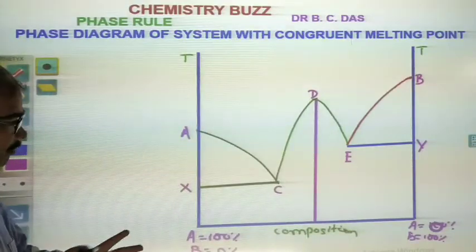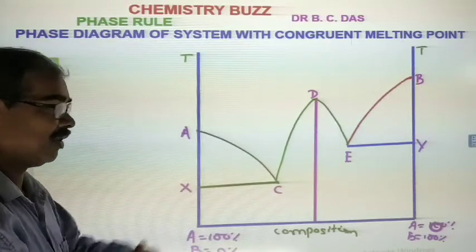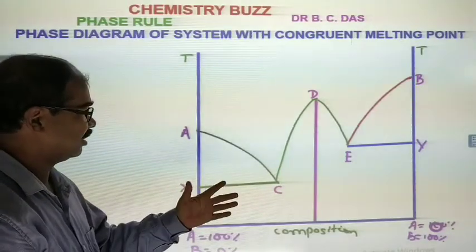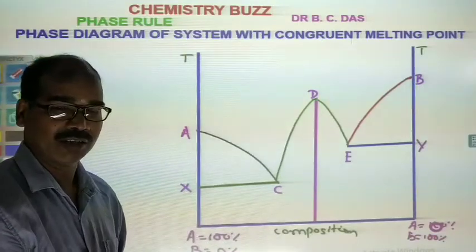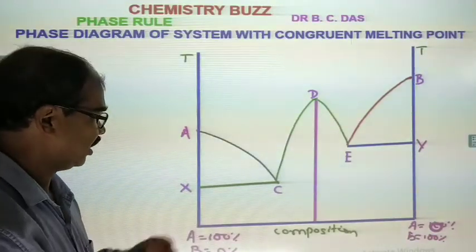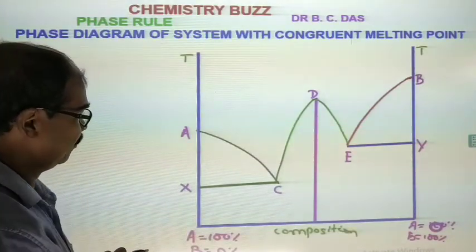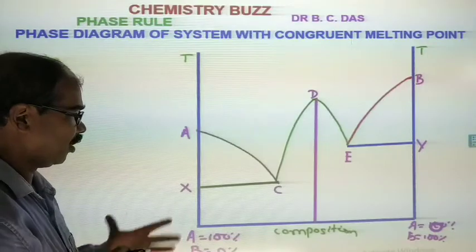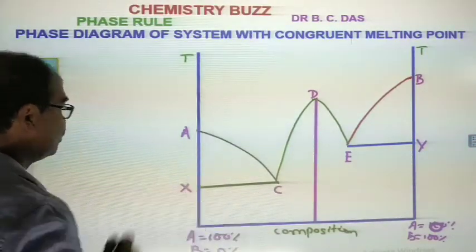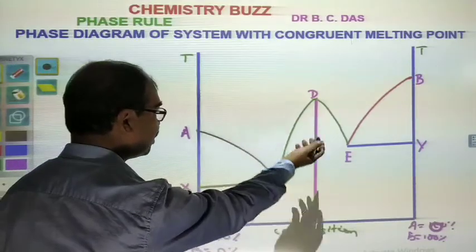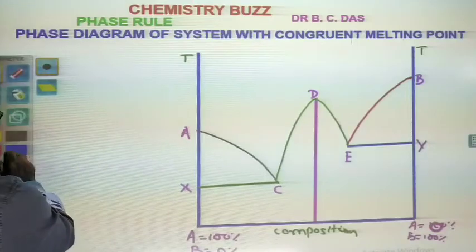Now in this phase diagram, we have to explain the different points, the curves, and the areas bounded by the different curves, the regions, and also we will calculate the degrees of freedom for the points, curves and regions. So this graph and the experiment we have to consider together.